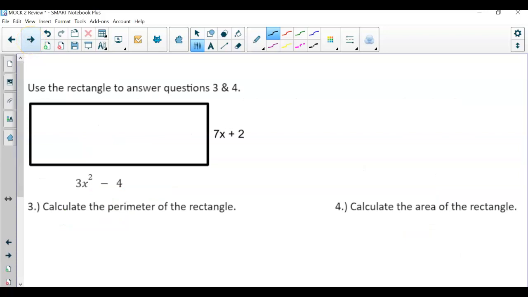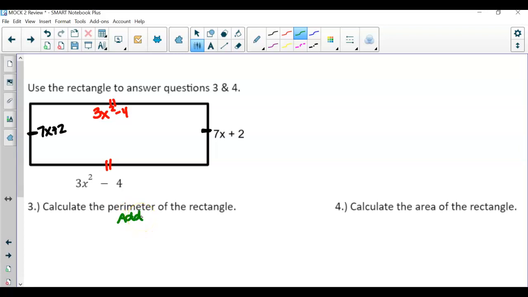Question number 3. So you're using the rectangle here for 3 and 4. Now we are just calculating the perimeter of the rectangle, which is adding up all the sides. Remember, in rectangles, opposite sides are the same. So if this side here is 7x plus 2, that means the opposite is 7x plus 2. And here, if the width is 3x squared minus 4, that means the side opposite is also the same, 3x squared minus 4.